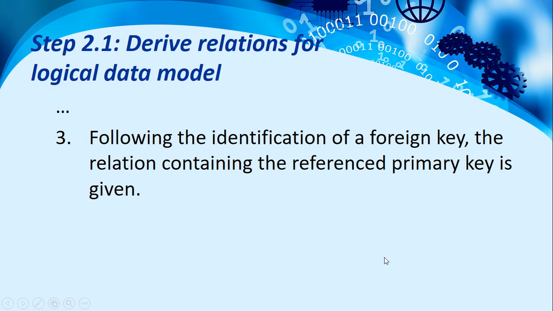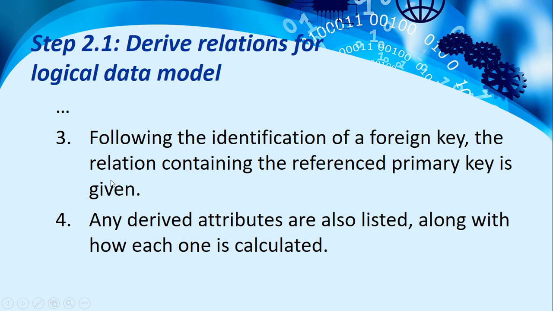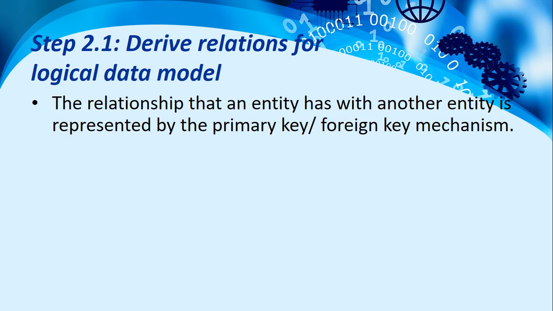And following the identification of a foreign key, the relation containing the referenced primary key is given. And then any derived attributes are also listed along with how each one is calculated. So the relationship that an entity has with another entity is represented by the primary key, foreign key mechanism. So I guess you're already familiar with the primary key, foreign key in your other lessons.